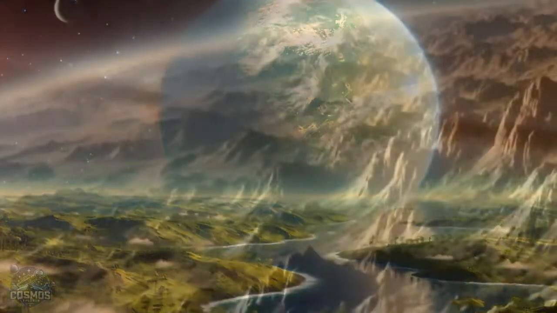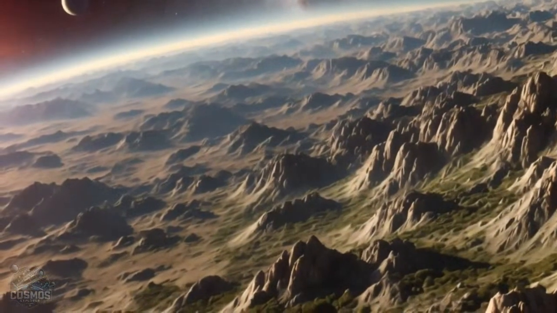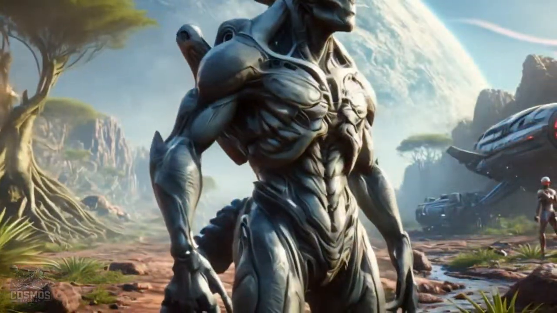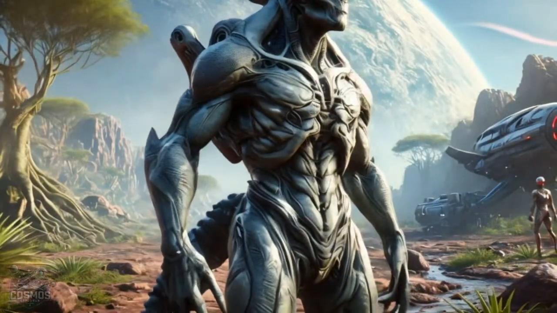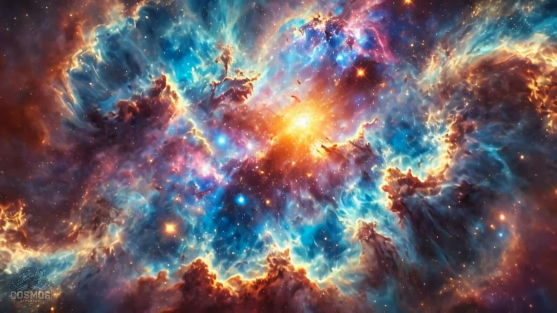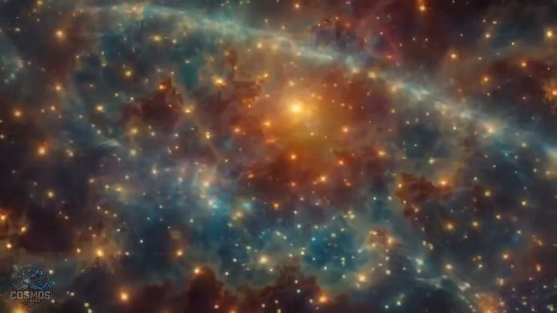The ongoing study of globular clusters continues to provide critical insights into the age, structure, and evolutionary history of our galaxy. These ancient stellar systems serve as a bridge to the distant past, helping us piece together the story of the Milky Way and our place within it.